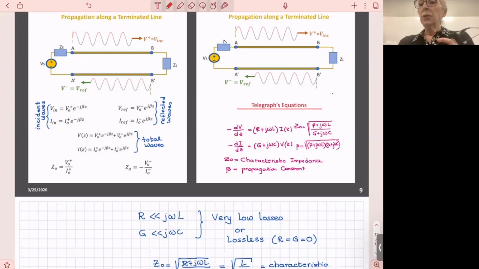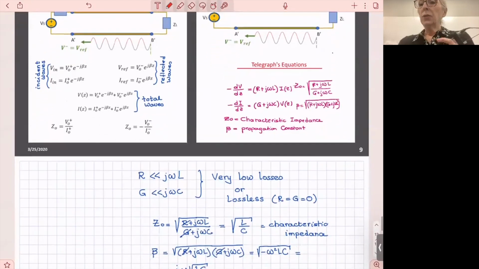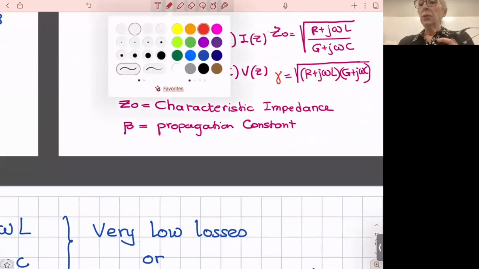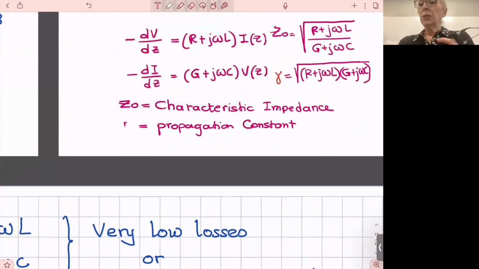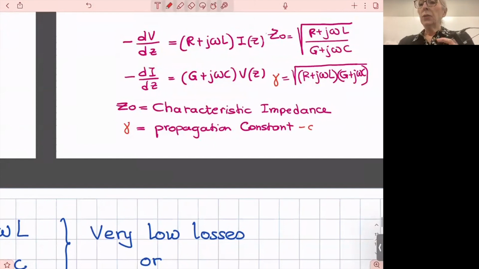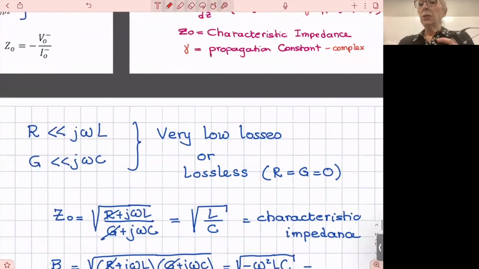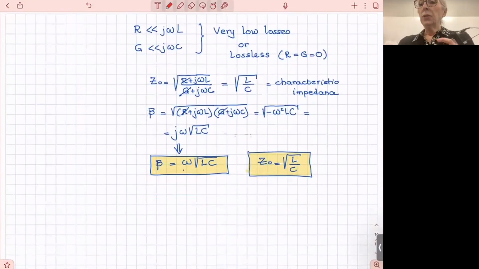Beta now is in fact, even if you will see it also used interchangeably, I would prefer at this moment that we put this as gamma, and gamma here is called the complex propagation constant. Gamma, complex propagation constant.